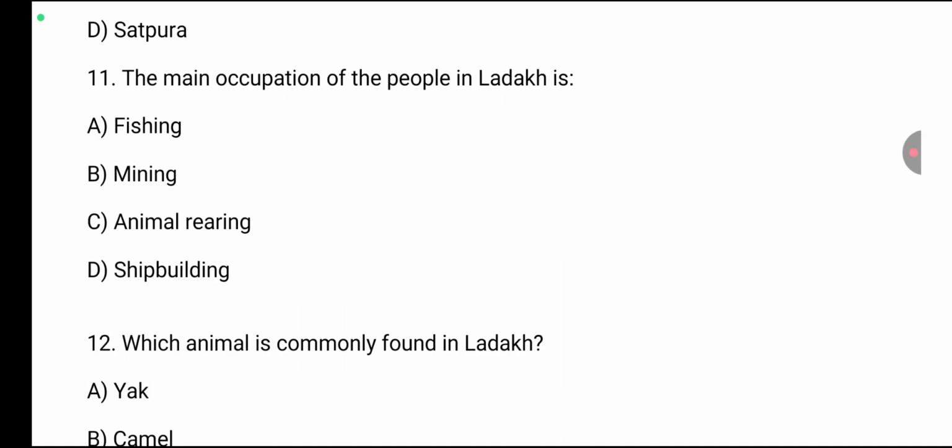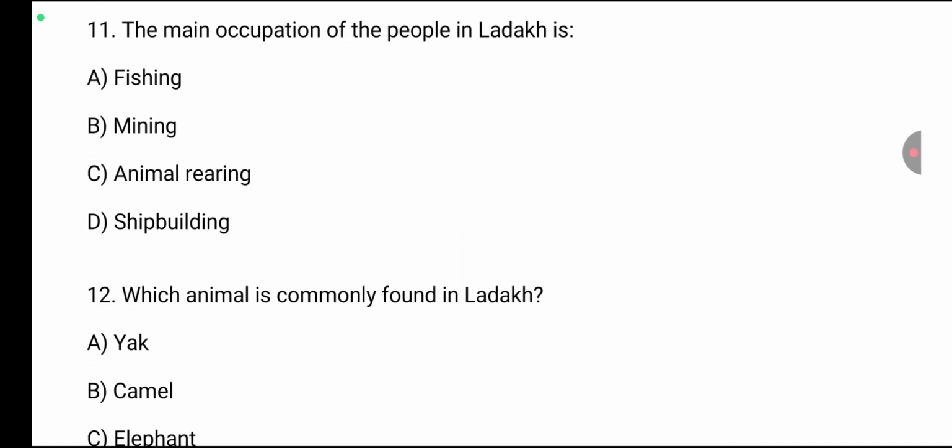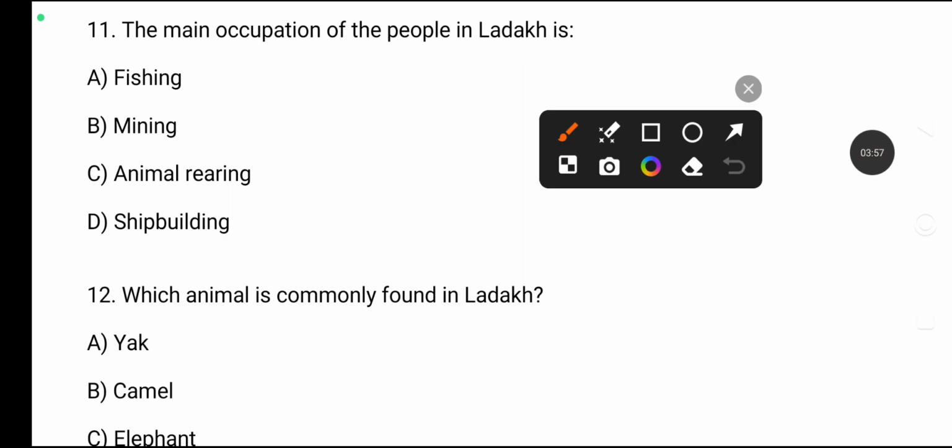Now moving on to question number 11. The main occupation of people in Ladakh: fishing, mining, animal rearing and shipbuilding. It is C, animal rearing.